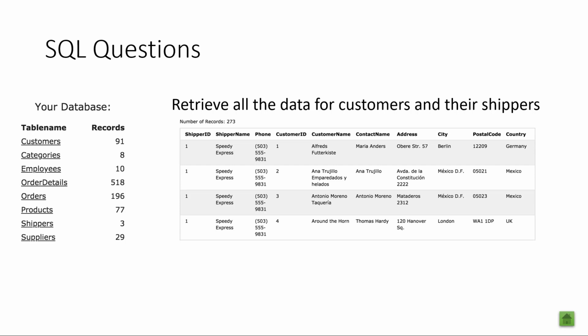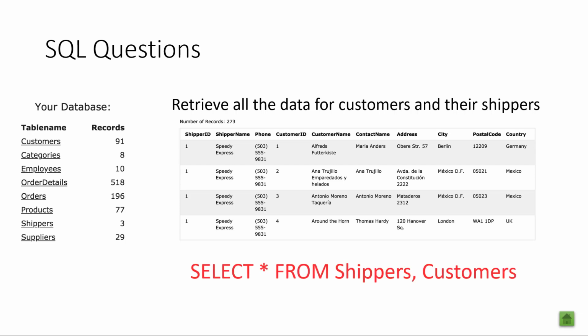What would that be? So what that would be was select star from shippers, customers. So select all from the shippers table and the customers table.